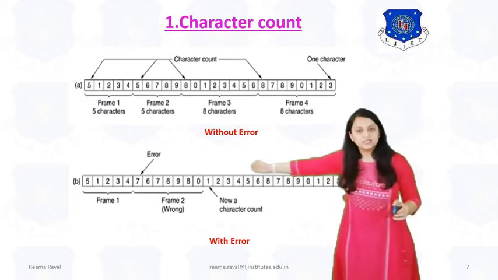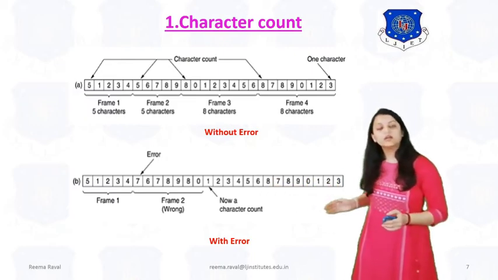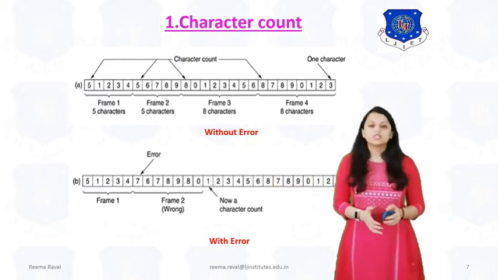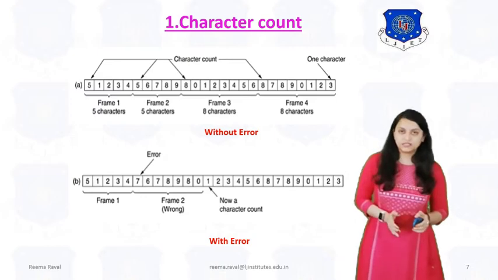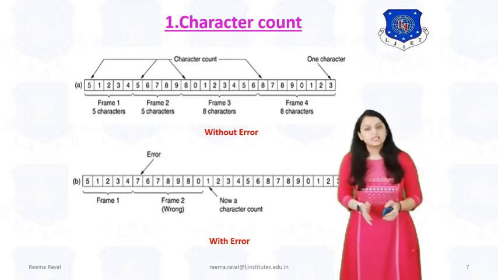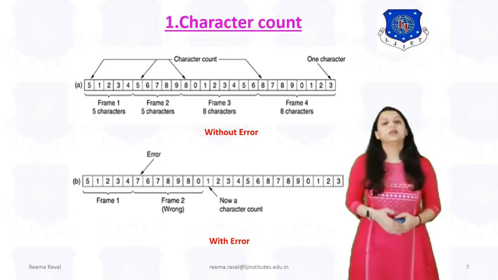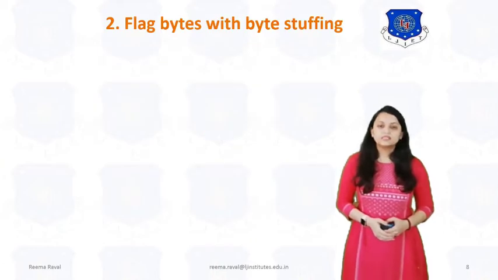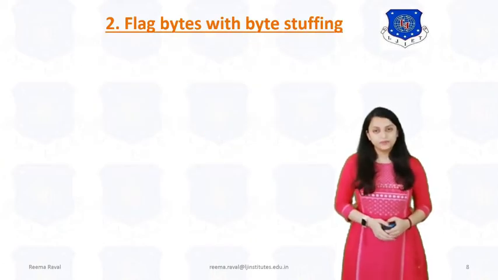So likewise, afterwards all the frames will be saved wrong. So this is the case where the error is present, and that's why the character count method has some limitations. Next is flag bytes with byte stuffing.